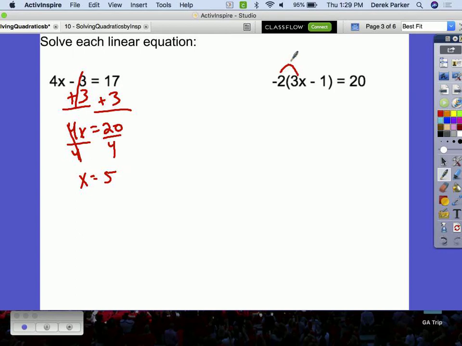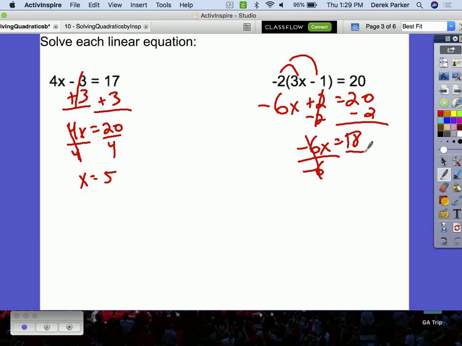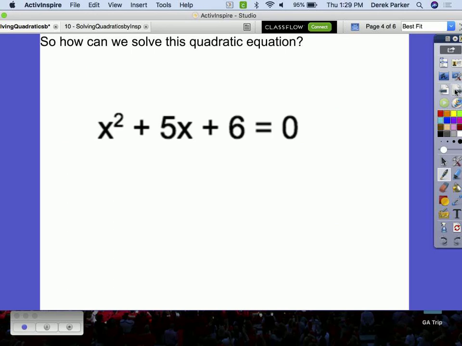And this one, I distribute the negative 2, and I get negative 6x plus 2 equals 20. Subtract 2 from both sides, and I get negative 6x equals 18. Divide by negative 6, x equals negative 3. Okay, that's a quick reminder of how to solve a linear equation. As you can tell, those were 2 three-step equations. Now, how can we solve this quadratic equation?